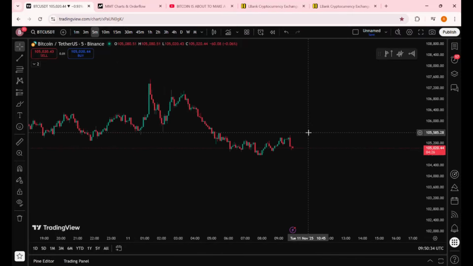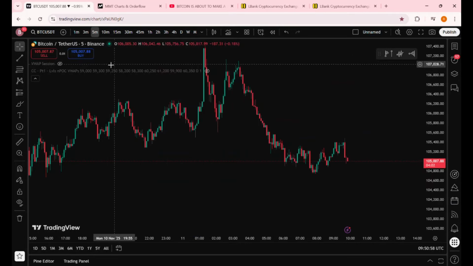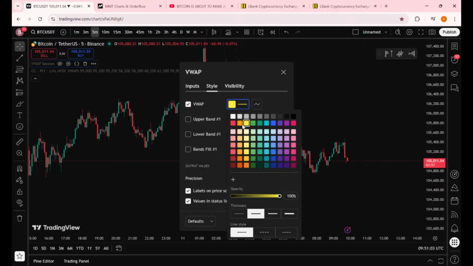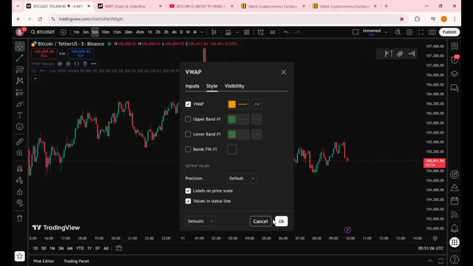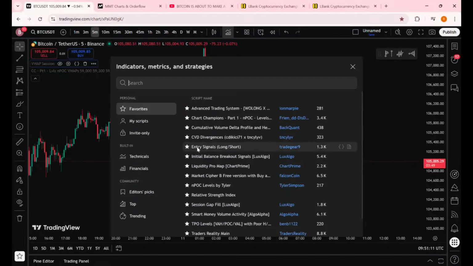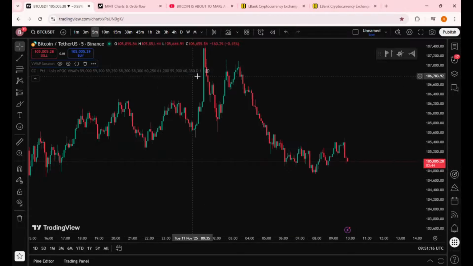So we're looking at the price action of BTC. The first thing we're going to need to apply here is a couple of indicators. It's the only indicators that I use. First one is VWAP. So you can go to VWAP. It's free. And what I've done in the settings is I've removed these, and I'm going to change this color to orange and slightly thicken it. Second indicator is going to be called Chart Champions Part 1. This is very important as well. So we're just going to put those onto the chart itself.